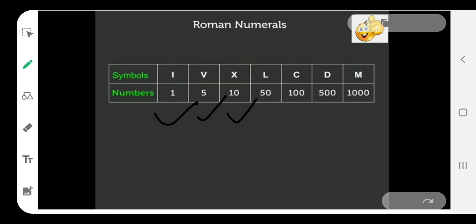Now you are going to learn something on additional level, that is 50 can be represented by L, then 100 can be represented by C, 500 by D, and 1000 can be represented by using M. But you are supposed to learn up to L only, that is 50 only. About 100, 500 and 1000 we will learn in a higher class, so we will study up to this part only. Okay.